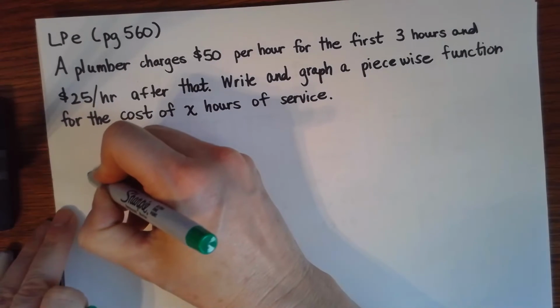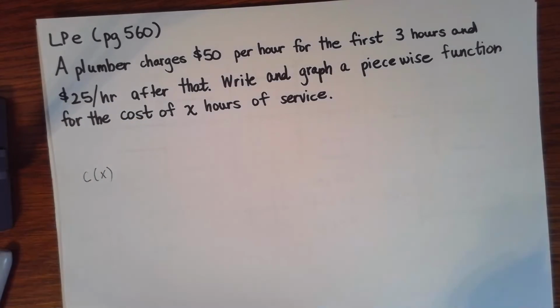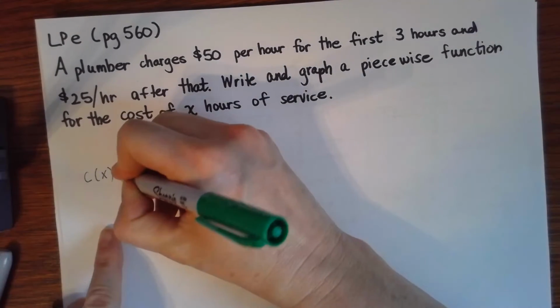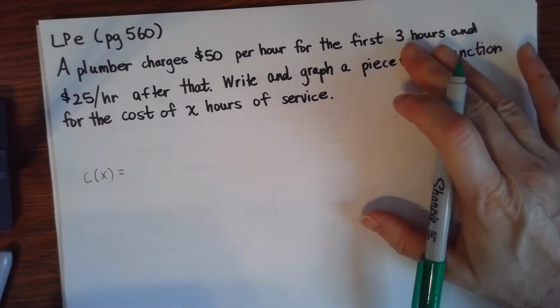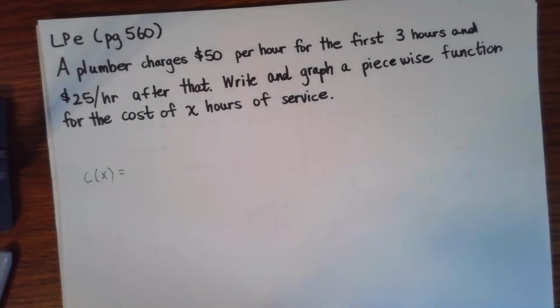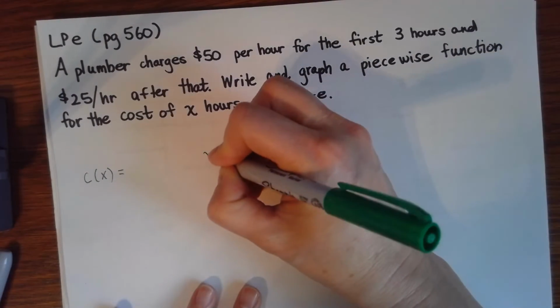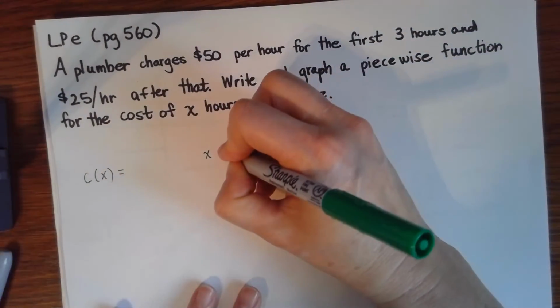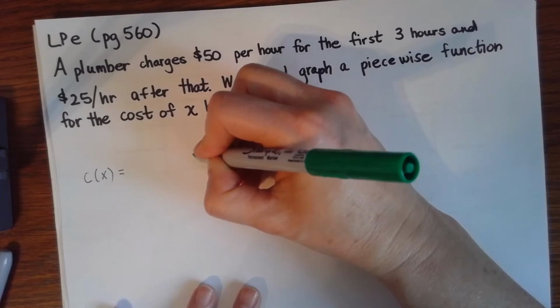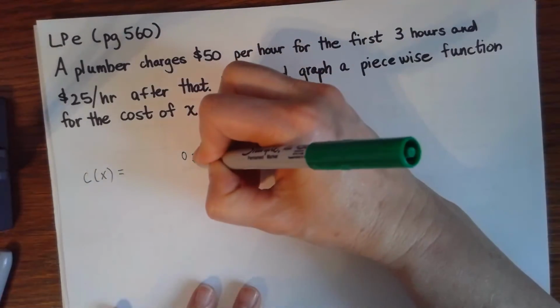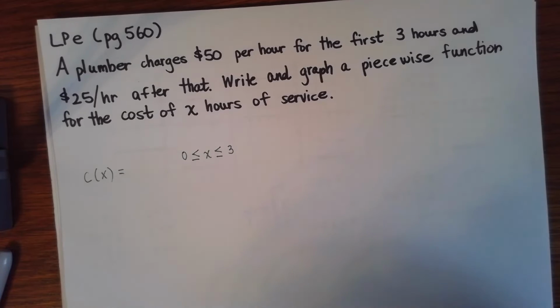So let's call our function c of x, so the cost for x hours of service. Okay, and we see that the rule is different depending on whether the number of hours is within the first 3 or if it's after that. So we're going to have one rule for x being less than or equal to 3, and let's go ahead and say that it's down to 0. We can't work negative hours. I suppose he could work 0 hours. I don't know why you would call a plumber to come work 0 hours for you, but we'll go ahead and put 0 in there.